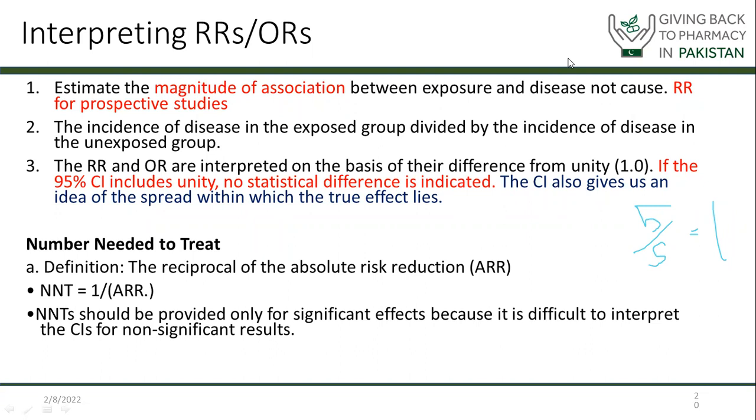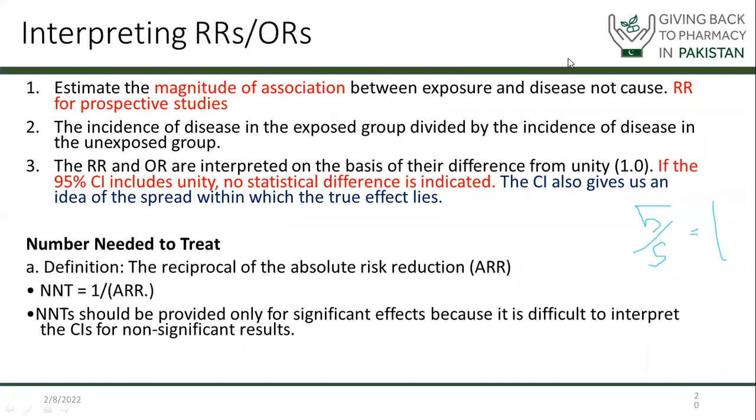They also give another definition, the absolute risk reduction, whose reciprocal is the number needed to treat. Number needed to treat should be provided only for a significant effect, because it is difficult to interpret with the confidence interval for a non-significant result. So first you have to know whether the result is significant or not.